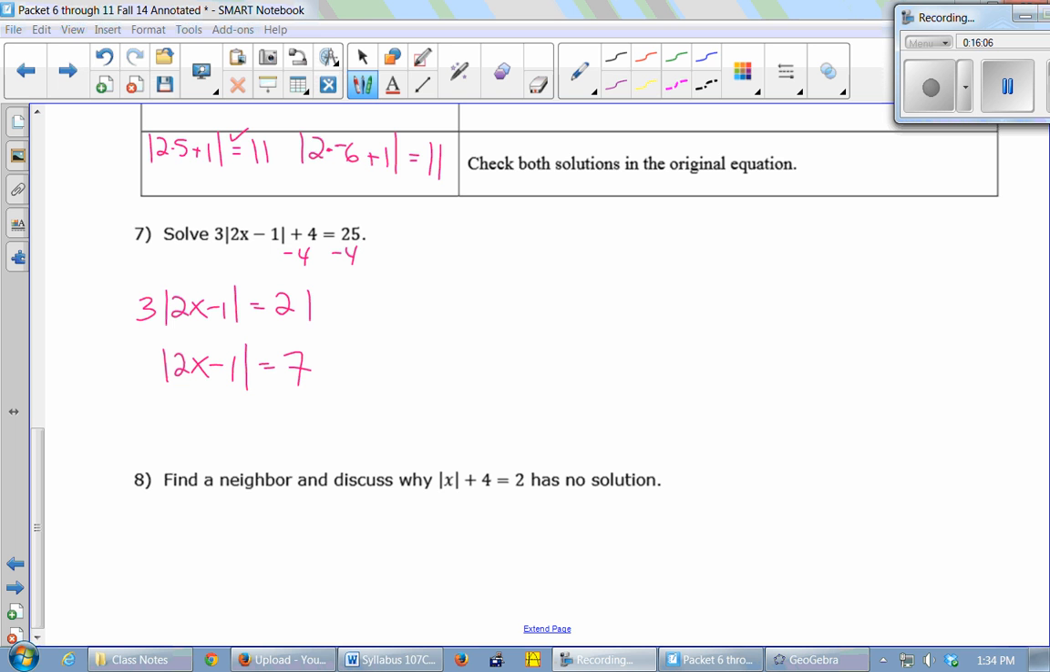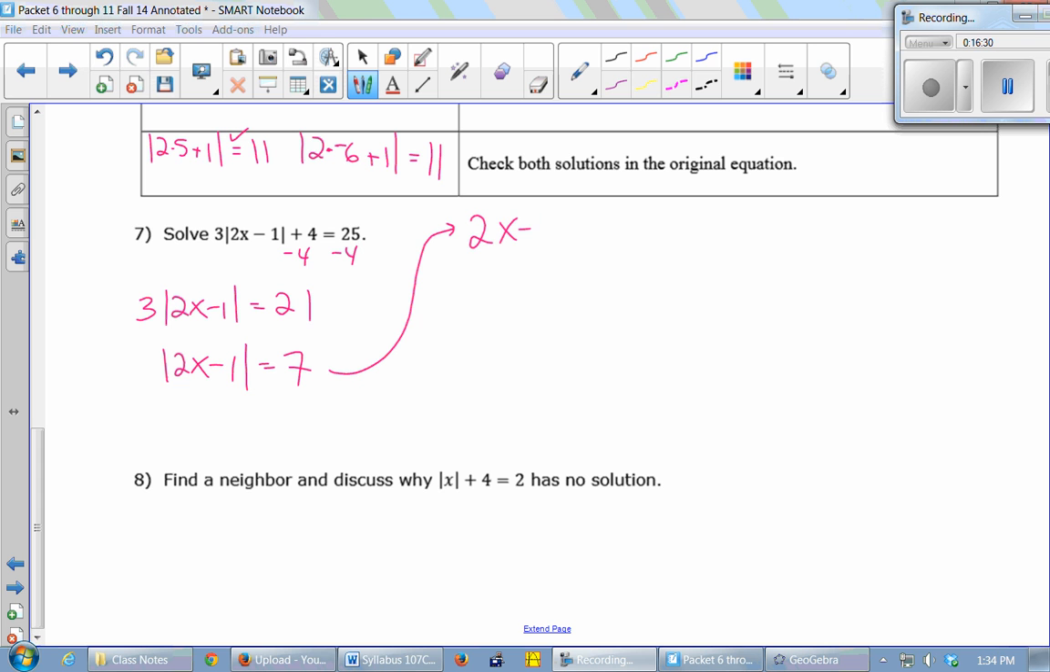Now translate it to 2 different equations. So what are my 2 equations? Very close. What did he say that he shouldn't have said? Don't say the absolute value. Once you translate it to 2 equations, that's how we get rid of the absolute value bars.